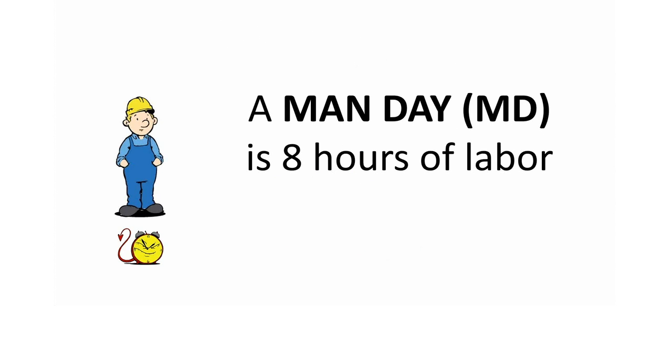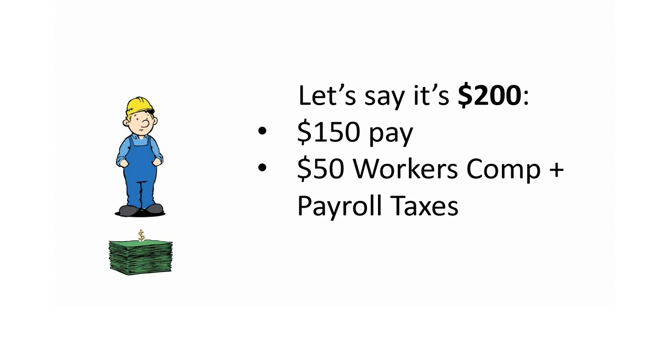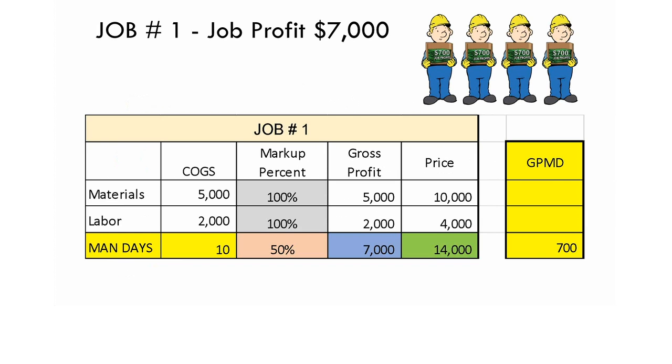A man day, we're going to define as 8 hours of labor. If a man worked 12 hours, then he would have 1.5 man days. We're going to pay each man $200 a day, $150 in pay and another $50 in workers' comp or payroll tax in this example. So we're going to go back and look at job number 1.